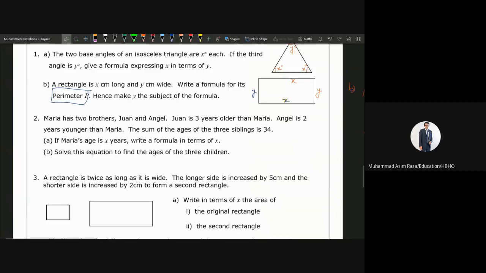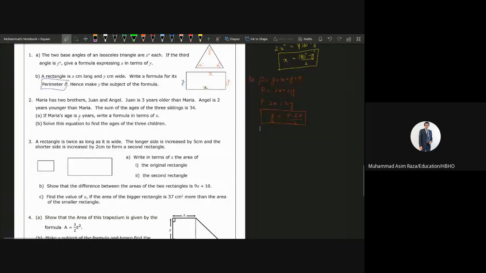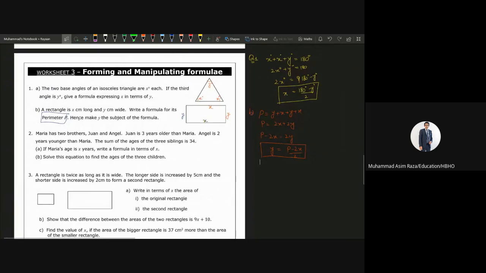Okay, then look at question number 2. He says that Maria has two brothers, John and Angel. John is 3 years older than Maria. So we can write down this information about question number 2 as John is, let's say Maria is m, 3 years older, means 3 plus m. Then he says Angel is 2 years younger than Maria. So A is m minus 2. The sum of the ages of the three siblings is 34. So we can write down that A plus J plus m is equal to 34.